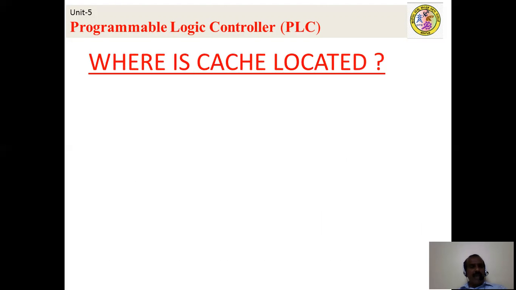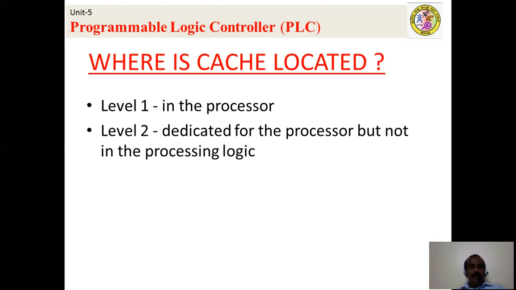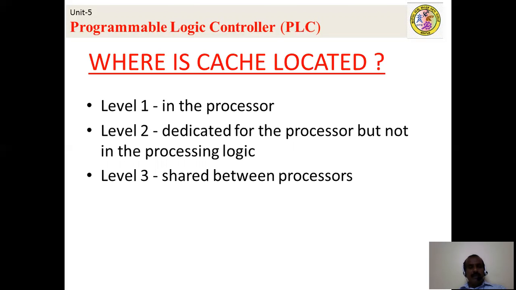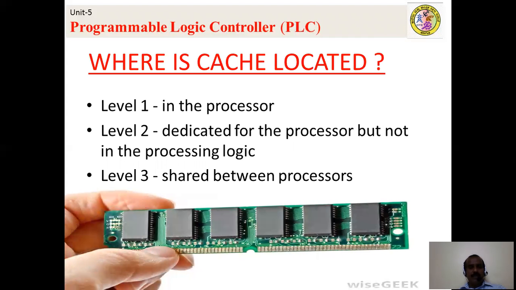So where is the cache located? Level 1 is located in the processor. Level 2 is dedicated to the processor, but it is not present in the processor. L3 is shared between the processors. This is the cache memory.